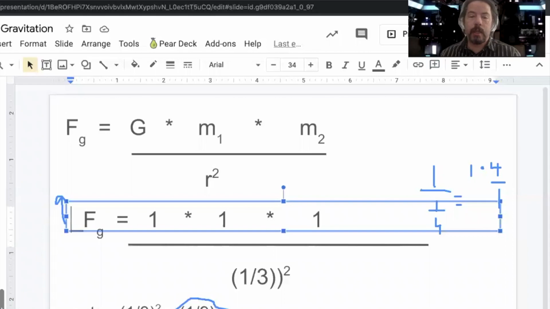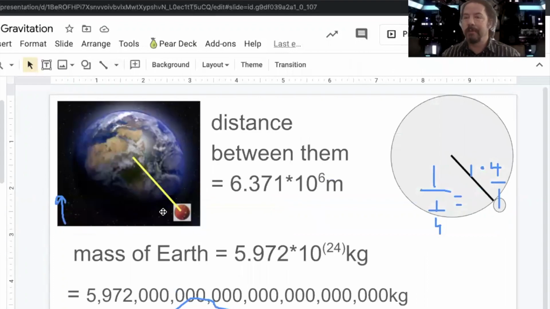Last thing that we need to talk about with this is basically the fact that in this image, the earth and the bowling ball are pulling with the same force. So the earth is holding the bowling ball, but the bowling ball is also holding the earth.